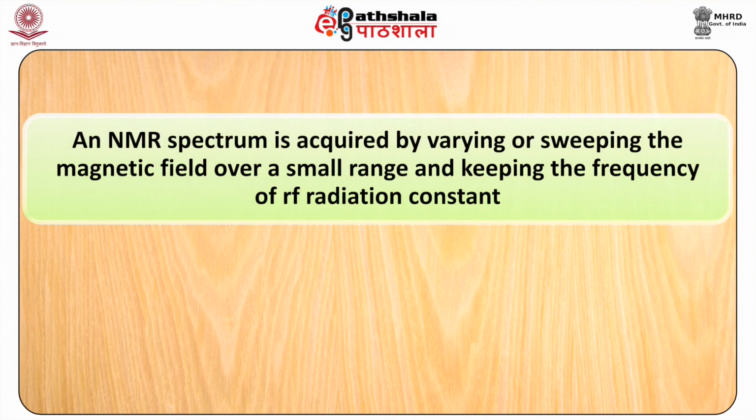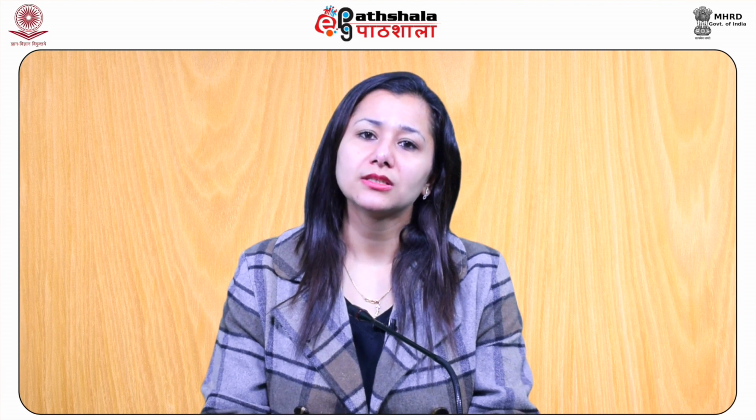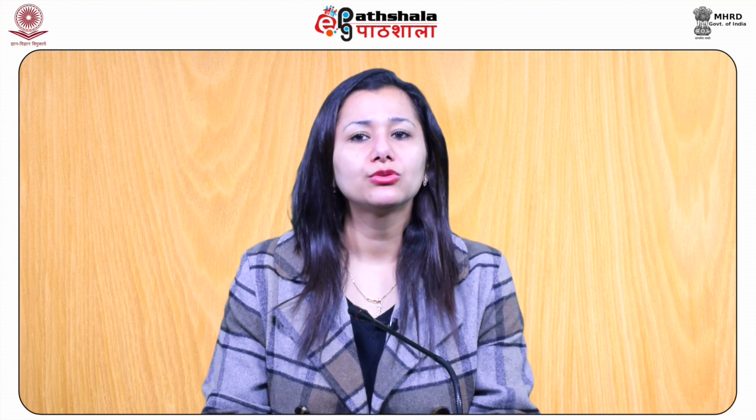An NMR spectrum is acquired by varying or sweeping the magnetic field over a small range and keeping the frequency of RF radiation constant. A similar effective method is to vary the frequency of the RF radiation while holding the external field constant. In the first case, the Larmor frequency is kept constant and the external magnetic field varies till it becomes equal to the Larmor precessional frequency.